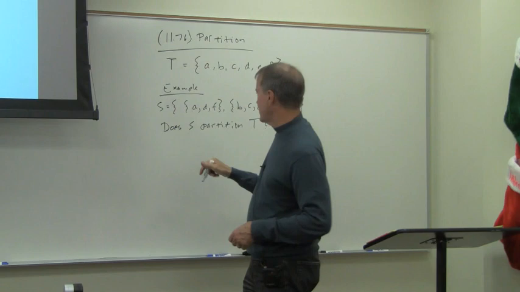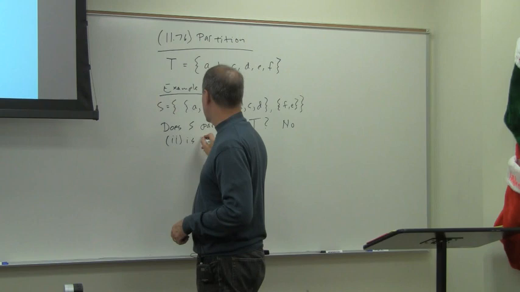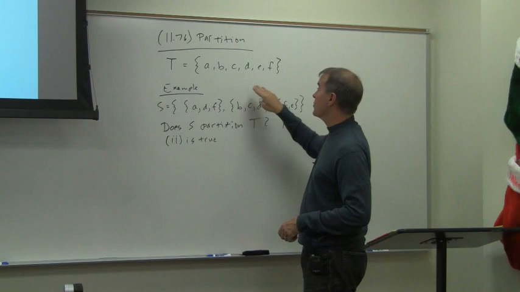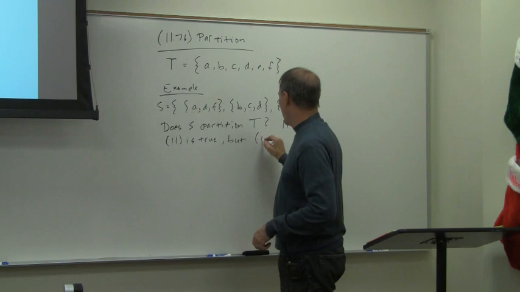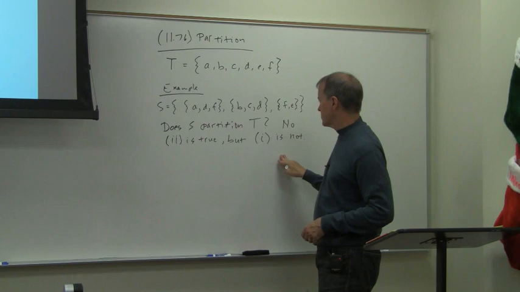2 is true, because if you take the union of this set and this set and this set, you get T. But 1 is not. Now, why is 1 not true? Because they're not pairwise disjoint. So what does it mean to be pairwise disjoint?